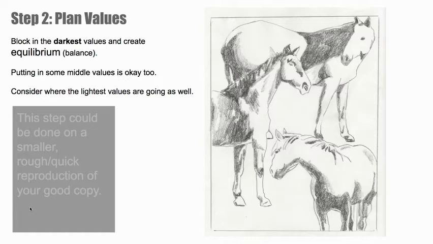In the gray box on this slide, it says that you could do this step on a rough and quick reproduction of your composition. So you might want to just do a really rough drawing of your final composition and then plan your values on that, because I do not want you to do a bunch of dark shading on your good copy with pencil, because we're not using pencil for this project. You'll see what we're going to use momentarily.